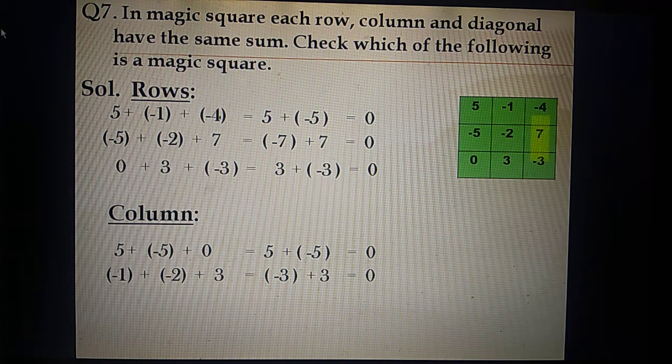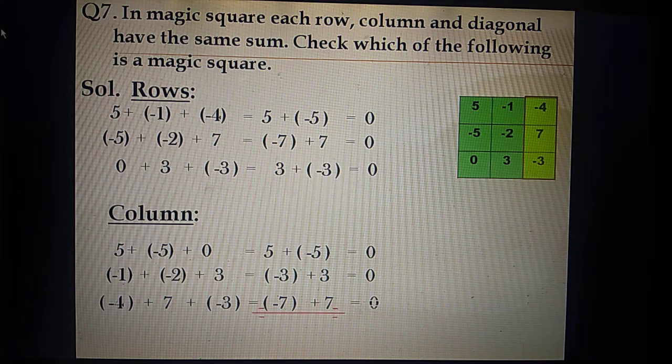Move to the next column. It's minus 4, plus 7, minus 3. First and the last have the same sign. Add them now, followed by plus 7. Same value, different sign. This will sum up to 0. Again, we can see all the columns have the sum 0. So till now, all the rows and all the columns sum up to the same number, that is 0. Now we will check the last part, that is diagonal.